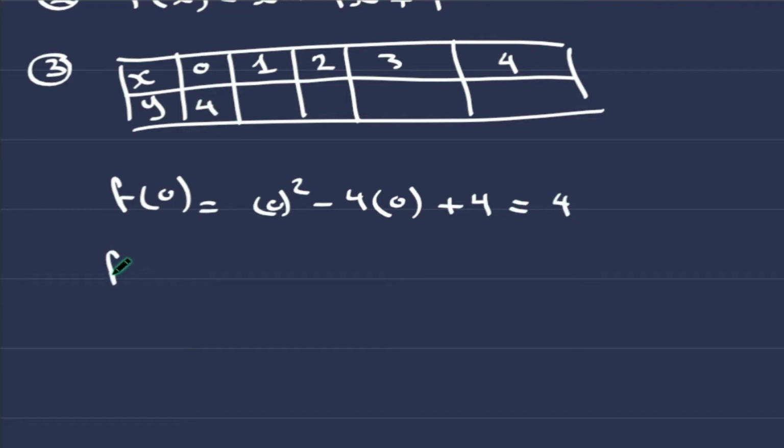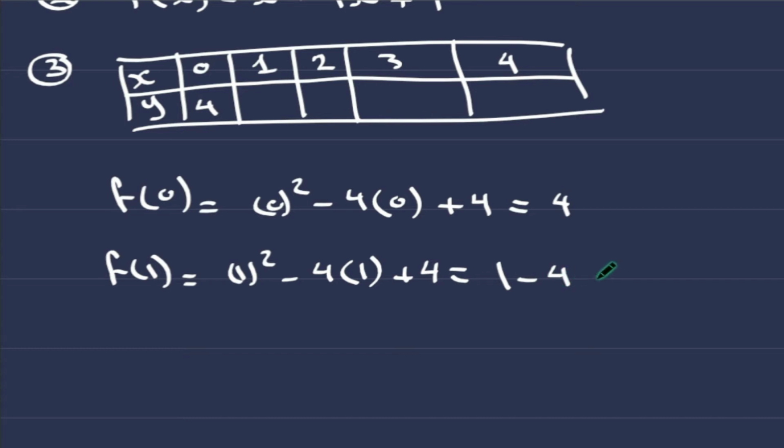And then substitute x with 1. So f of 1 is equal to 1 squared minus 4 times 1 plus 4. And negative 4 times 1 is negative 4. And then plus 4, which is equal to 1. So f of 1 is equal to 1.